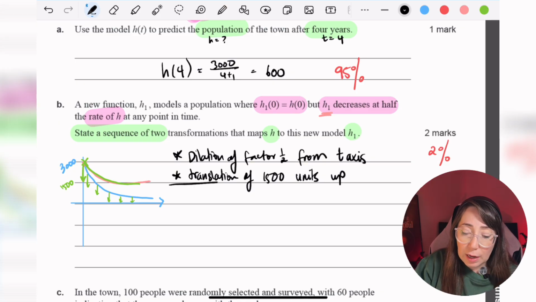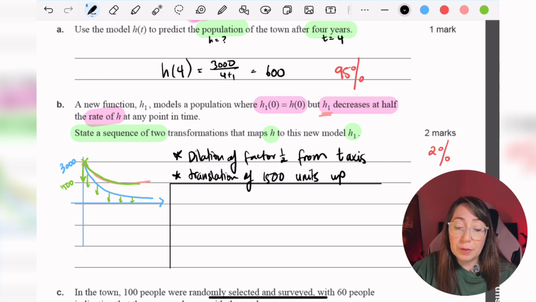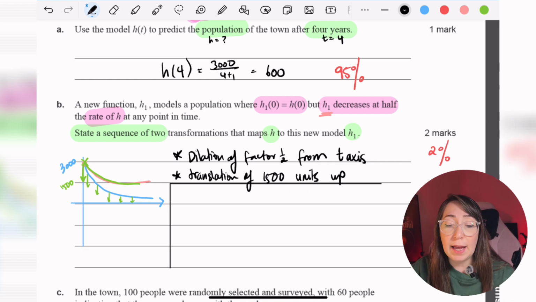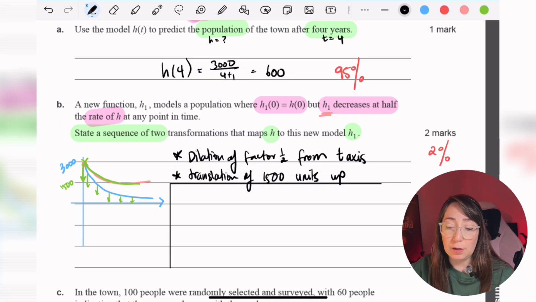However, obviously, a lot of students were unable to get to that particular answer. So let's talk about, if you're not too sure, if you weren't able to sketch it, if you're not able to visualize it, how can you do this mathematically so that it takes that mental load off and you can make sure that you've done it correctly?